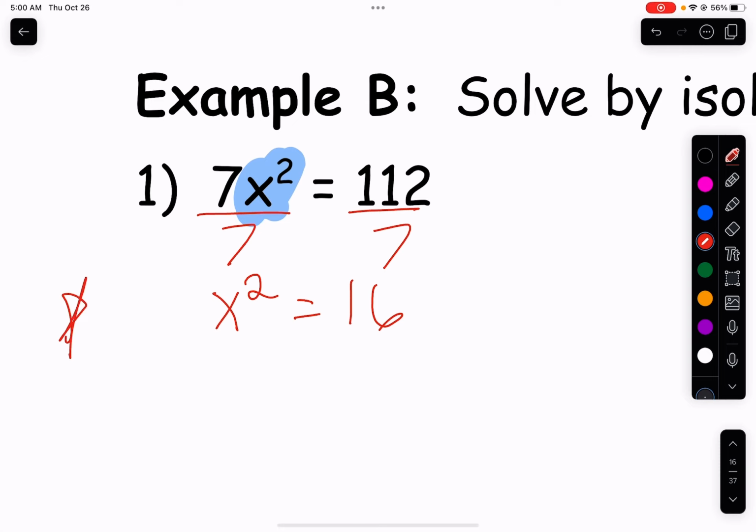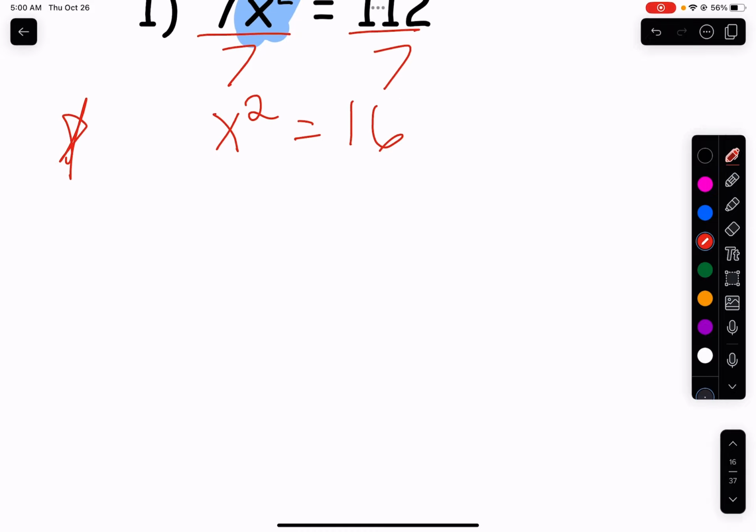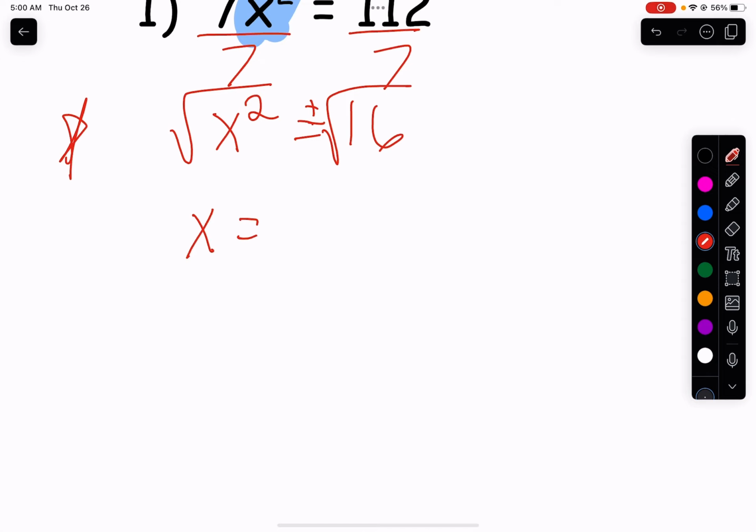So go ahead now and finish solving this. So we can take the square root of both sides. When you add in the square root symbol, you have to add in the plus minus, and we get that x equals plus minus 4.